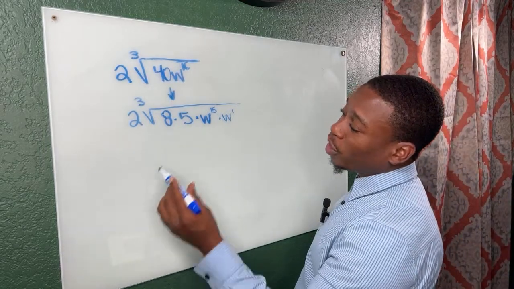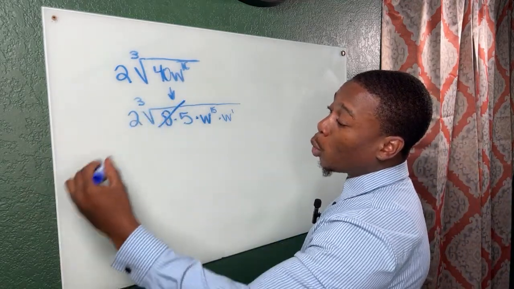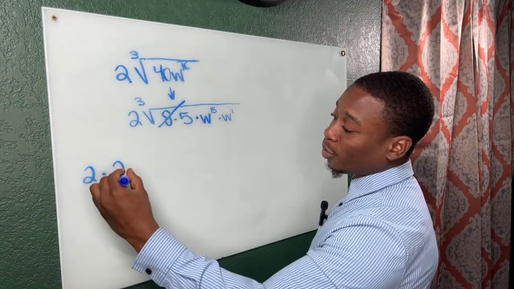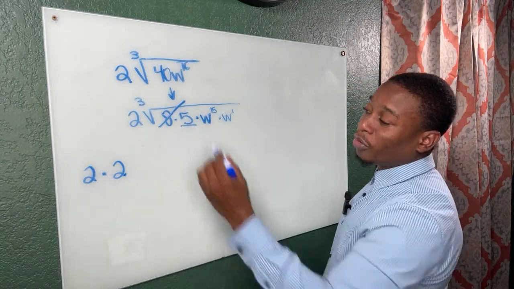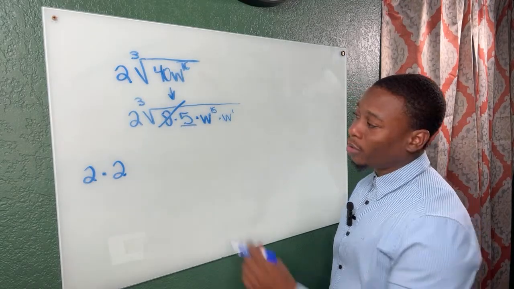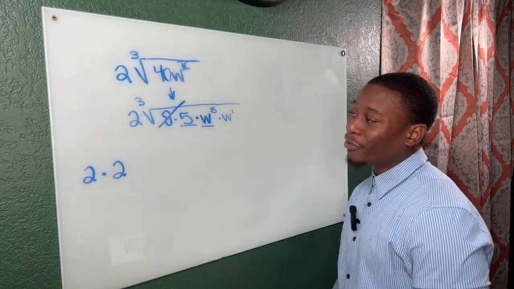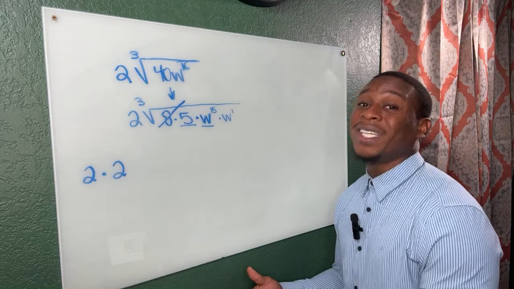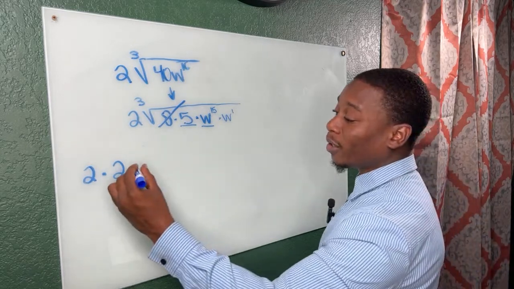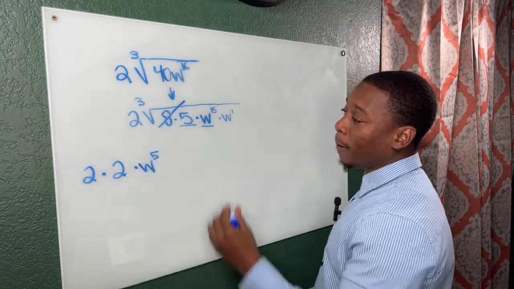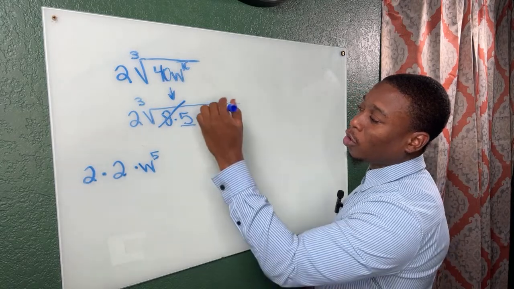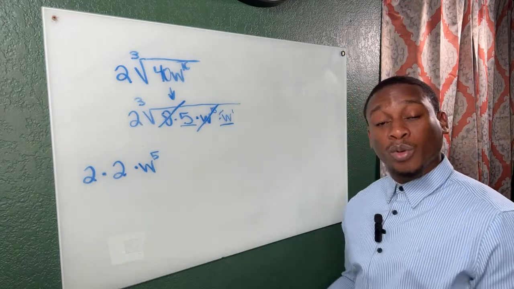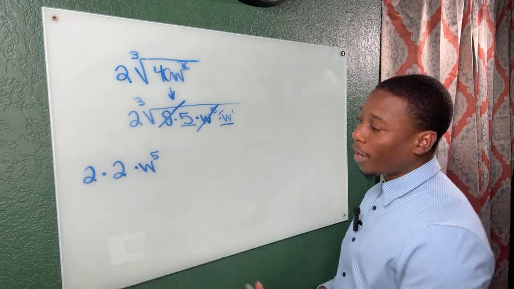Now we go under, we were going to simplify. So we have 2 on the outside multiplied by the cube root of 8, which is 2. There is no cube root of 5, so it's going to stay under the radical. The cube root of w to the 5th. So how many pairs of 3 are in 15? When we divide 15 by 3, we're going to get w to the 5th. And w to the 1st, there is no cube root for it, so it'll stay under the radical.